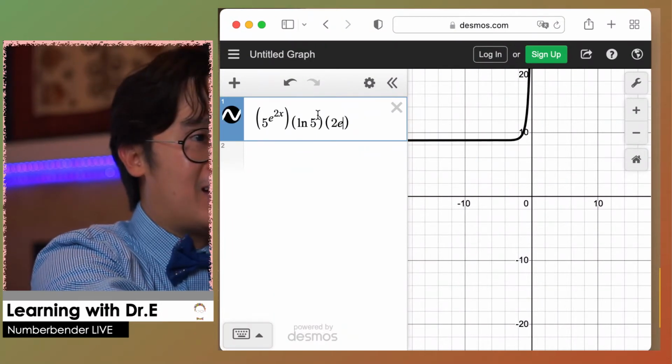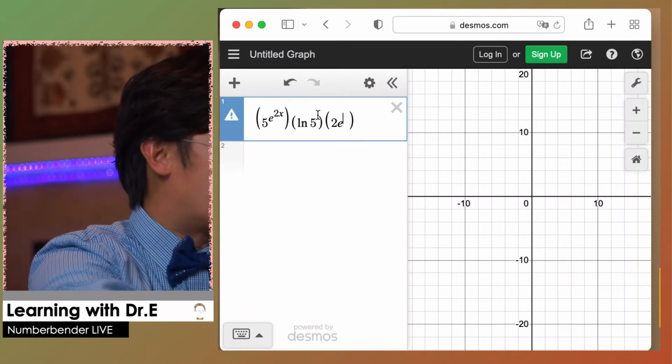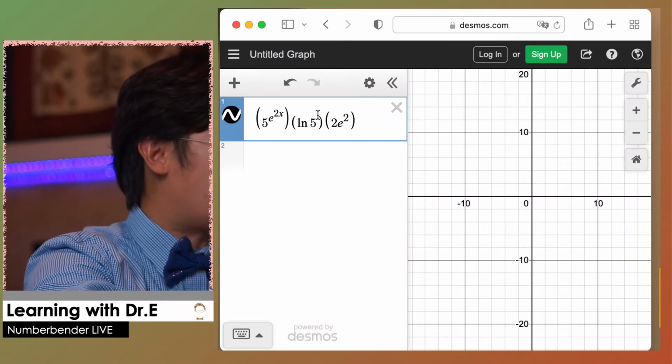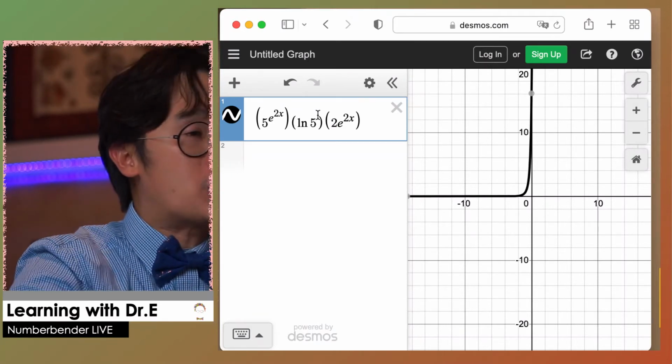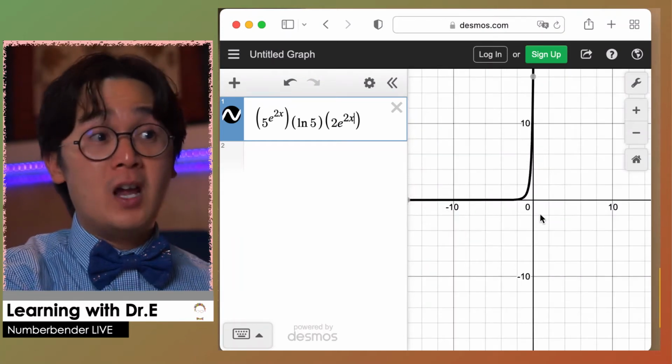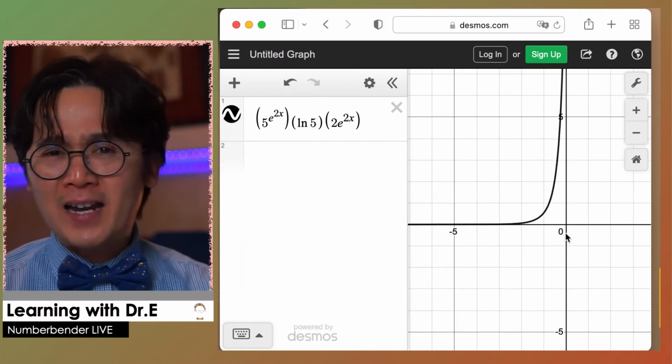Not like that, 2 raised to e to the 2x. Yeah, there. e to the 2x. So this is the graph of our answer. So this is the derivative graph. But the question is, is this the correct answer?